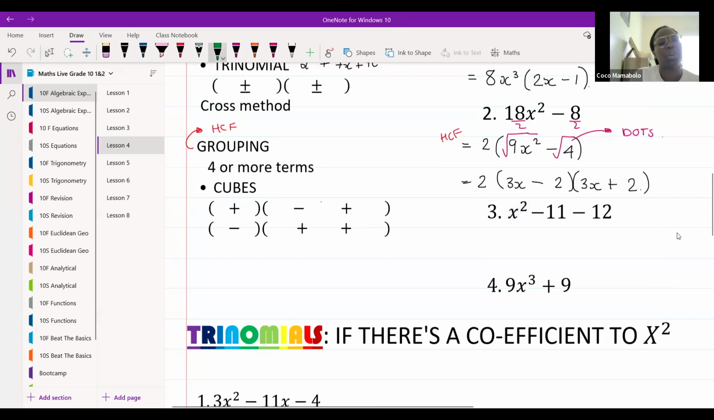It's a trinomial because there are 3 terms. I've got 1, 2, 3 terms. So that's going to be a trinomial. And whenever we see a trinomial, we're going to open 2 brackets. No worries, Tandolwetu, welcome.